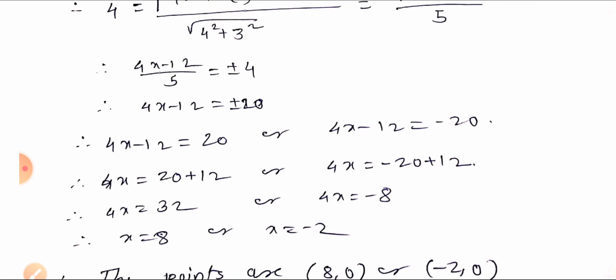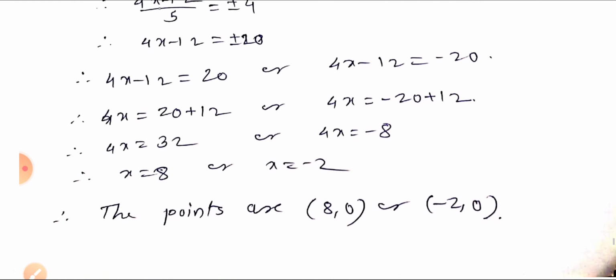By simplification, 4x is equal to 20 plus 12, or 4x equal to 32, which means x is equal to 8. Or 4x minus 12 equal to minus 20 means 4x equal to minus 20 plus 12, so that gives 4x equal to minus 8. By simplification we get x is equal to minus 2. So x is equal to 8 or minus 2, therefore the required points are (8, 0) or (minus 2, 0). Hence the solution.